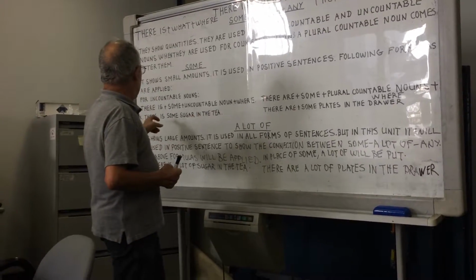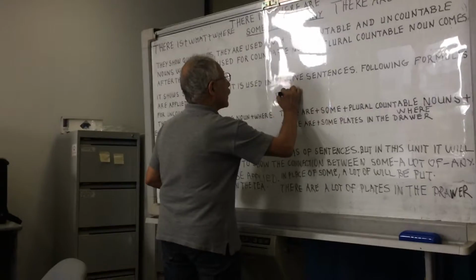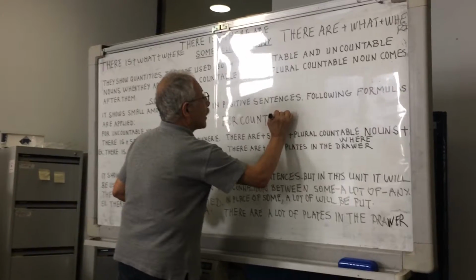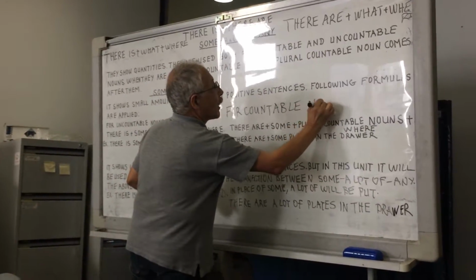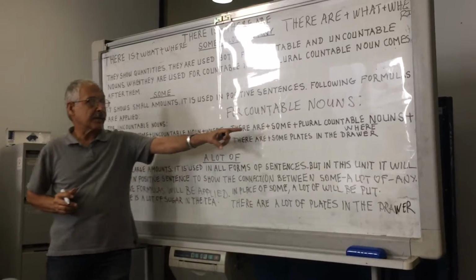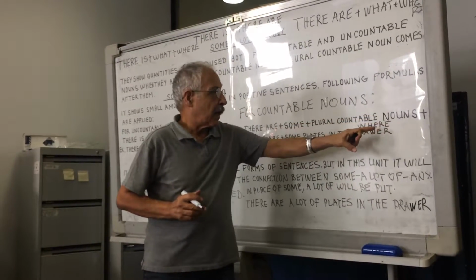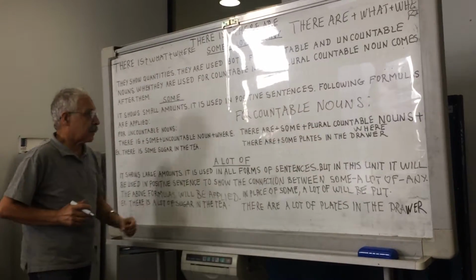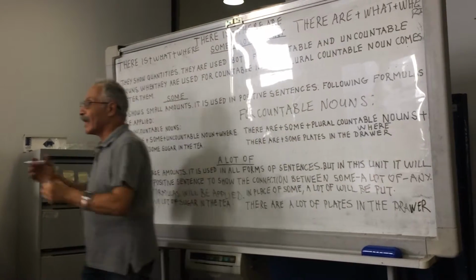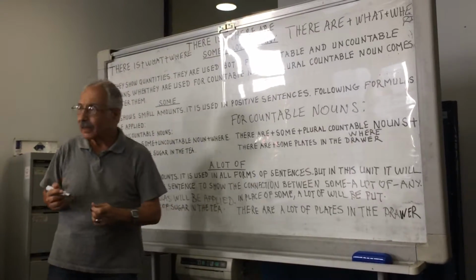When we make this formula for countable nouns, we start with there are, then some, then plural countable nouns, and where. Example, there are some plates in the drawer. It means a few plates, not many. Some plates in the drawer.